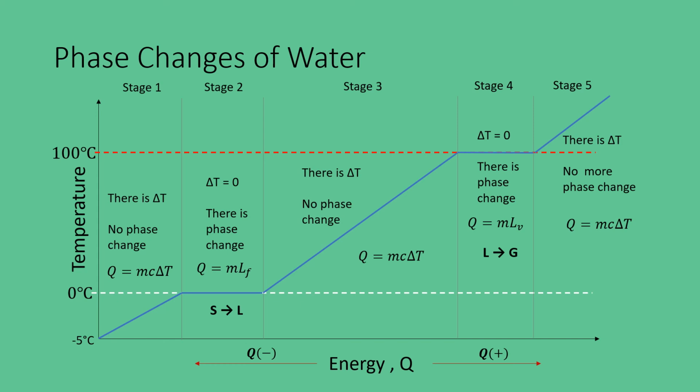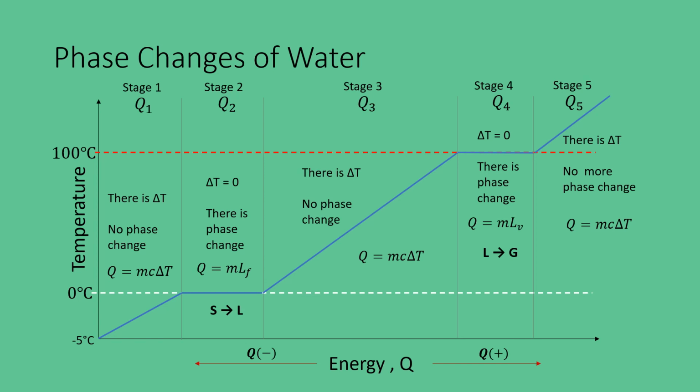But once water releases heat, or heat is removed from the water, the process is reversed. From gas, it will turn into liquid, and from liquid, it will eventually turn into solid. Now, for each of these stages, there are values of Q. You have Q1, or the amount of heat for stage 1, as well as for stage 2, 3, 4, and 5.